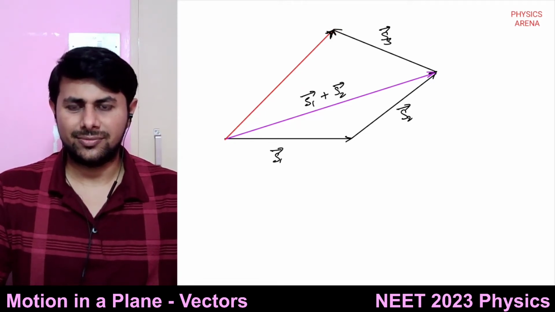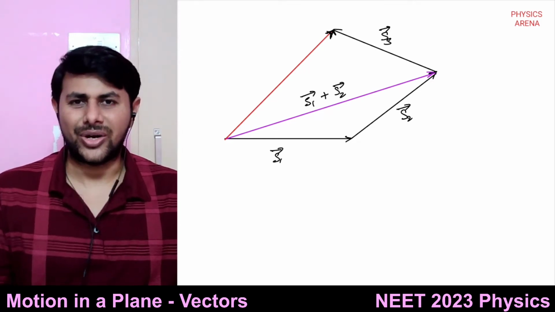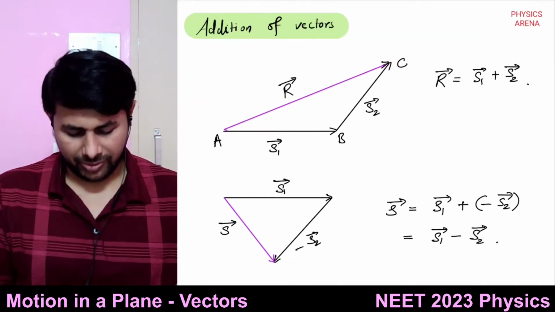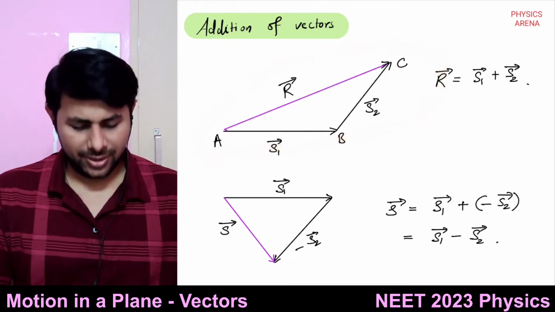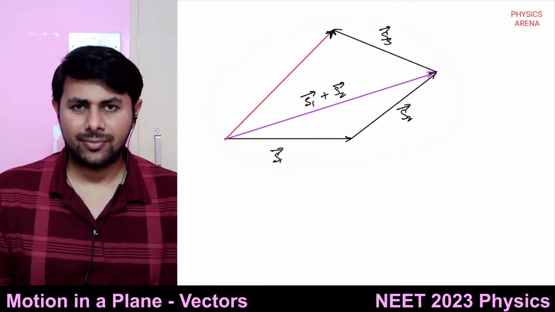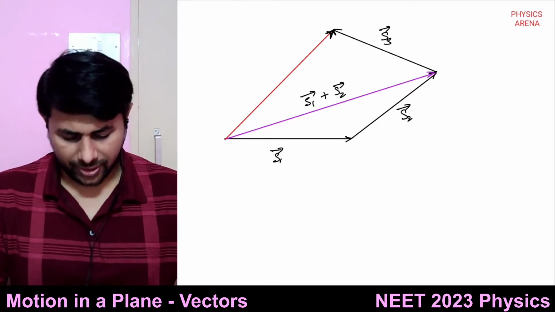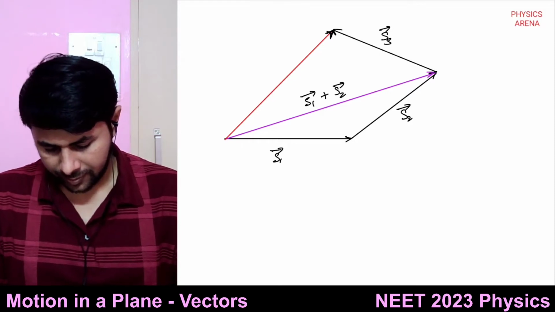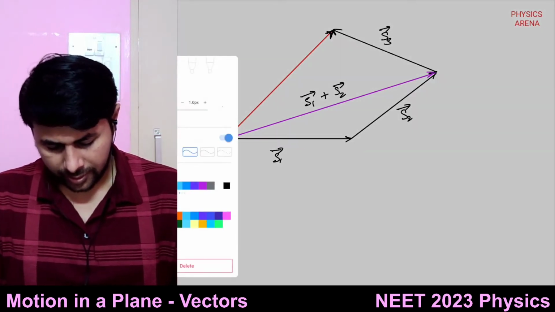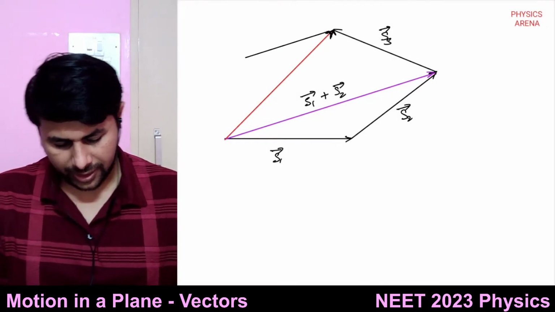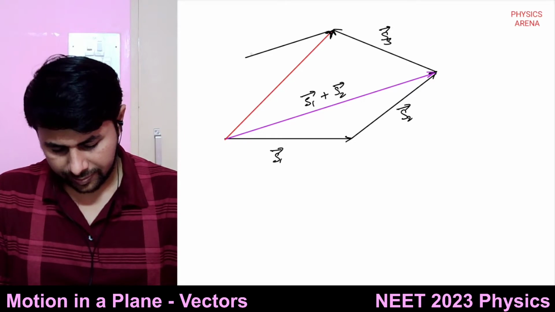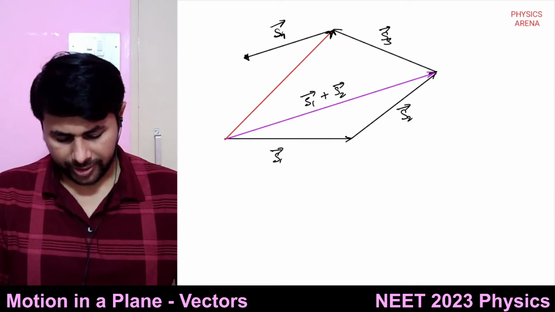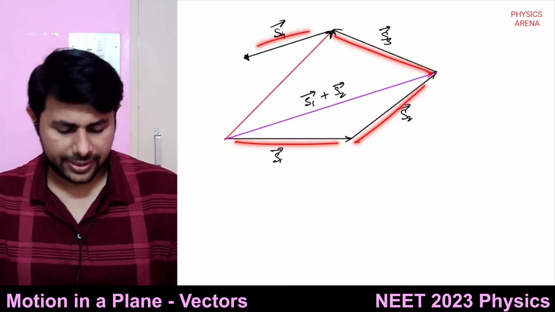This is clear? So we can call this quadrilateral law, because the previous one we called triangle law. But we can go on and draw another vector like this, and I can call this S4 bar. And then what will be the resultant of S1, S2, S3 and S4 bar?